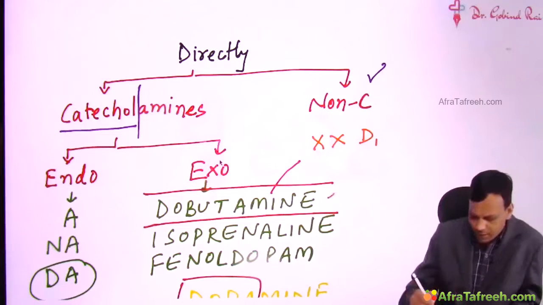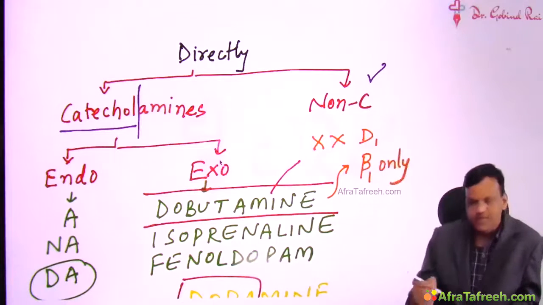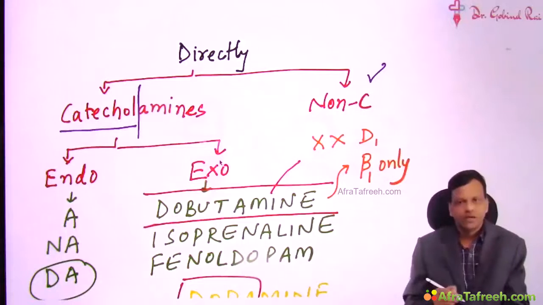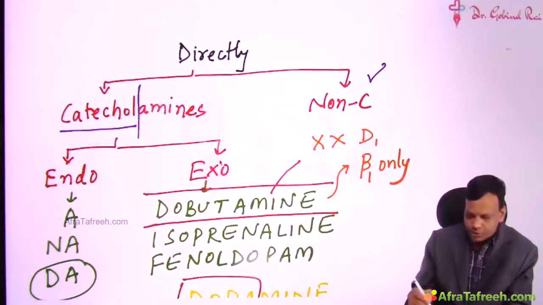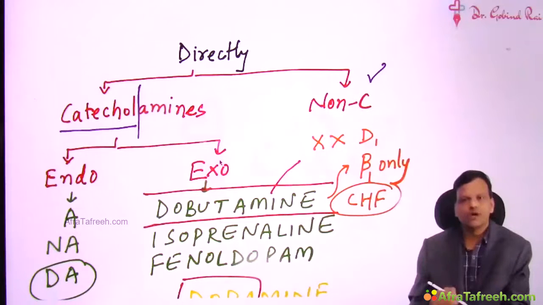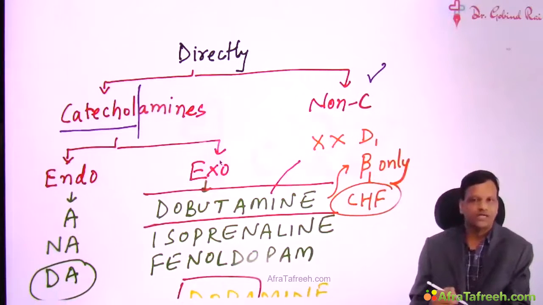Rather, dobutamine primarily works on beta 1 receptors. Dobutamine mainly stimulates beta 1 receptors. Because it mainly acts on beta 1 receptors, it is mainly used for congestive heart failure. So the major use of dobutamine is congestive heart failure.